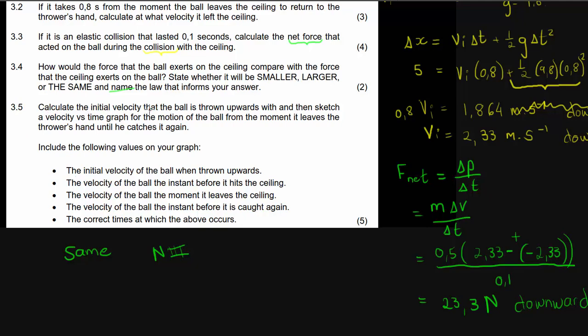Calculate the initial velocity that the ball is thrown upwards with, and then sketch a velocity versus time graph for the motion of the ball from the moment it leaves the thrower's hand until he catches it again. Okay, now here's something very important, and it's really simple, so just study it, please. There are three graphs: displacement, so delta x, versus time, velocity, basically future velocity graphs, and acceleration. Displacement graphs are parabolas. Velocity graphs are straight lines. Acceleration graphs are horizontal lines.